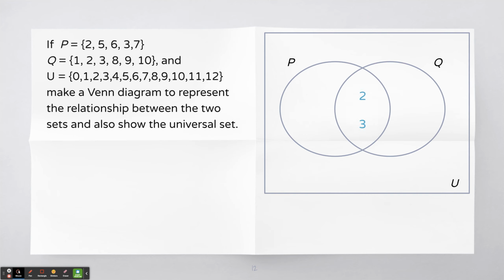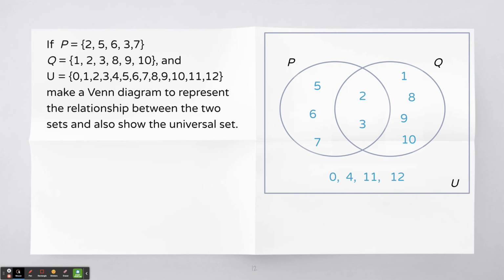Now let's fill out the oval that represents set P. If 2 and 3 are already listed, we need to account for 5, 6, and 7. So there is a visual representation of set P. Now set Q, 2 and 3 are already listed. We need 1, 8, 9, and 10. And now we want to show any numbers that are also in the universal set, but not members of P and Q. So that would be the numbers 0, 4, 11, and 12.